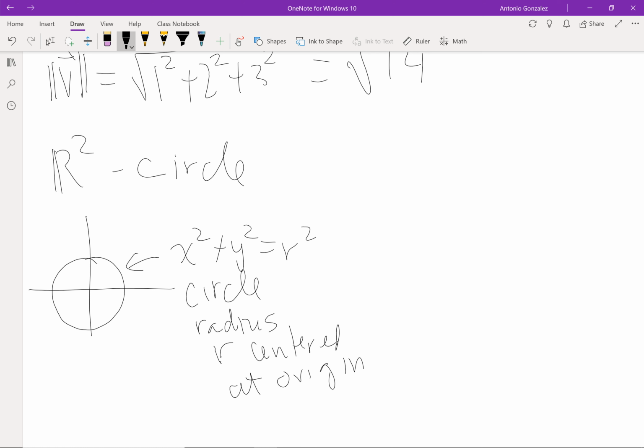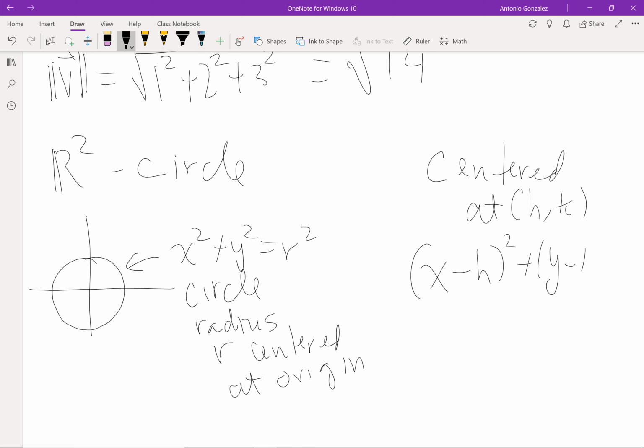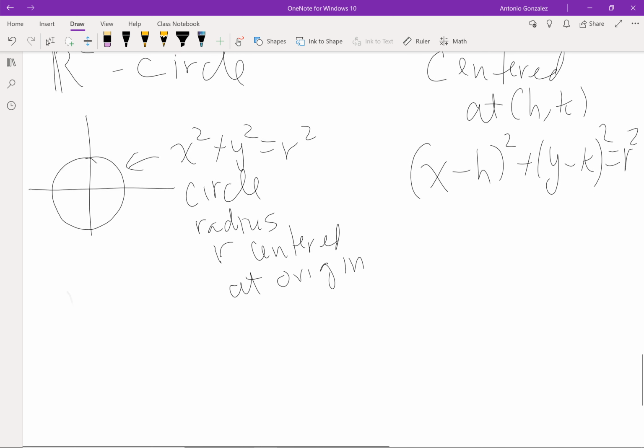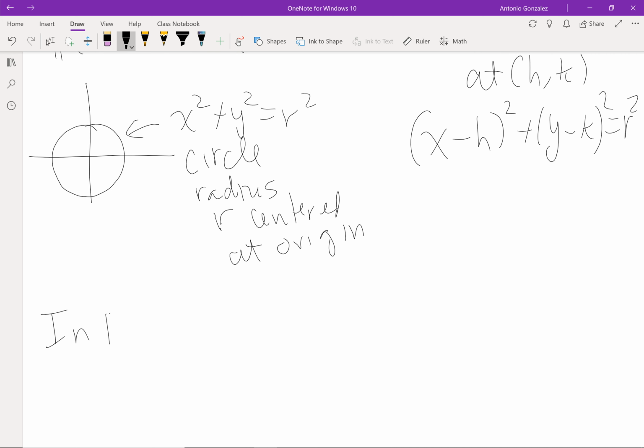Right. Now if it was centered at some other point, let's call it (h, k), then that would be this, right? Again, still with radius r. Okay, so as it turns out, that same formulation holds in R3. Now, in 2D, it's a circle. In R3, we have a sphere.